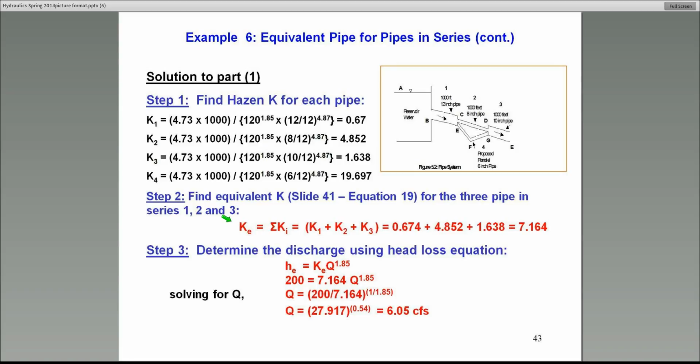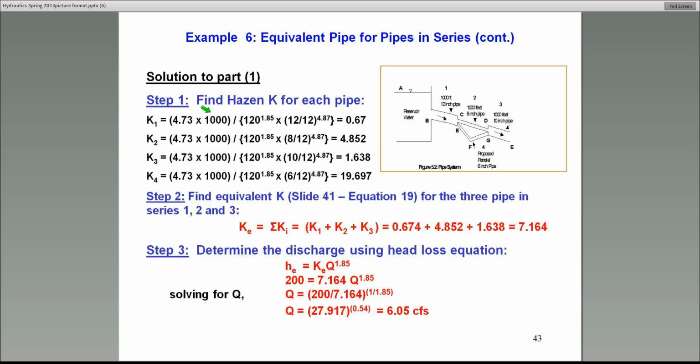Now that KE, by the way, has several terms in it. It has a length in it, it has a C in it, and a pipe diameter in it. So there might be an extension to this problem or an additional question asking you what pipe would you select that has this equivalent KE. Well, in that case, you have to know the C value and you have to know the length of the pipe also.